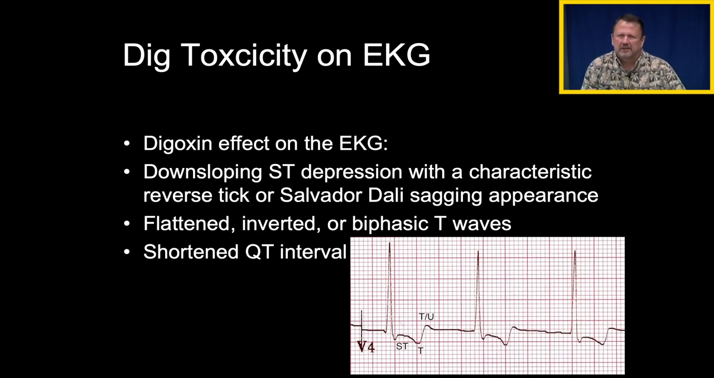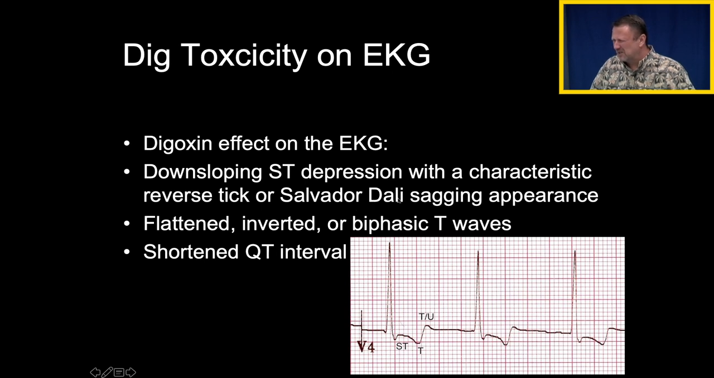All right, well, I'm teaching an EKG technician course, and having a lot of fun with that. So we throw this slide in, digitoxicity on an EKG. We'll see a downsloping of the ST segment, and we'll talk about what this means in the next lecture, and we'll probably cover this again. But I thought this was interesting. We see this characteristic sagging of the T wave. The ST segment seems to sag before it goes back up, so they'll see that downsloping ST segment depression with what they call a reverse tick, or a Salvador Dali sagging appearance.